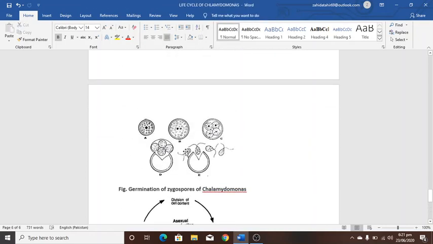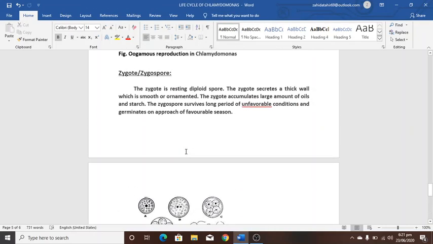Zygote or zygospore: the zygote is a resting diploid spore. The zygote secretes a thick wall which is smooth or ornamented, decorated. The zygote accumulates a large amount of oil and starch. Zygospores survive long periods of unfavorable conditions and germinate on the approach of favorable seasons.